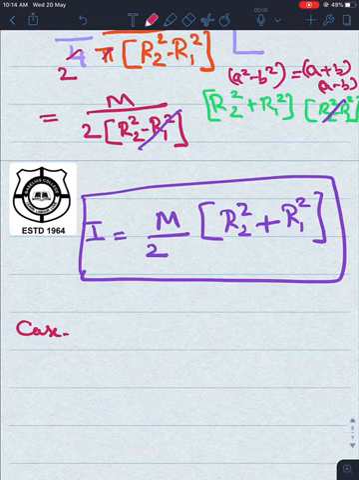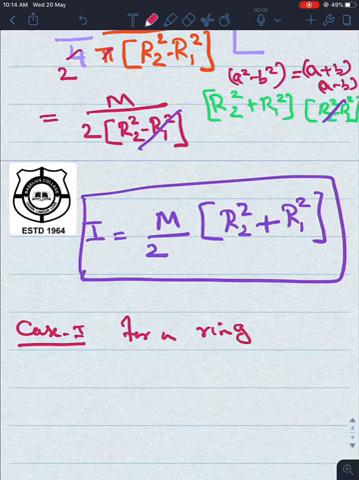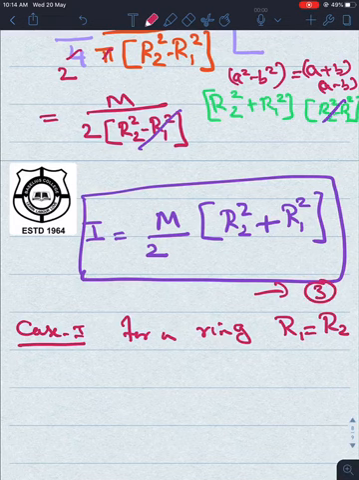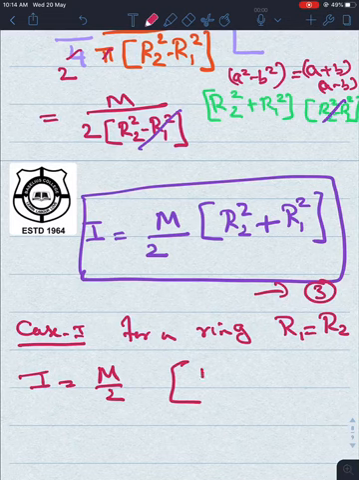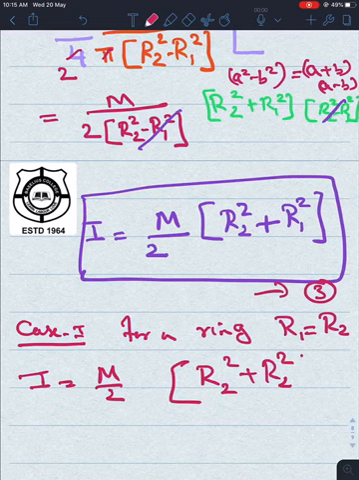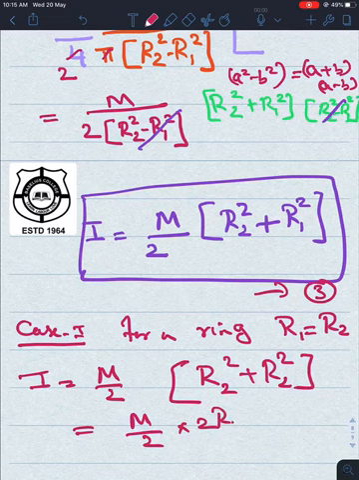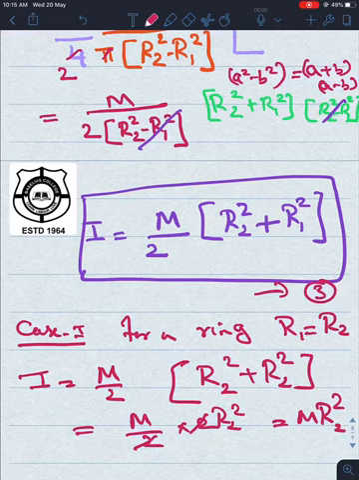Case 1, for a ring. So for a ring you don't have the inner radius and outer radius, just a very small thickness. So you can just put r1 is equal to r2. So from this equation, probably it is the third one, I is equal to m by 2 into, we just put r2 square plus r2 square, which is equal to m by 2 into 2 r2 square, or you can cancel off, it is equal to m r square. Okay, that we have to write.